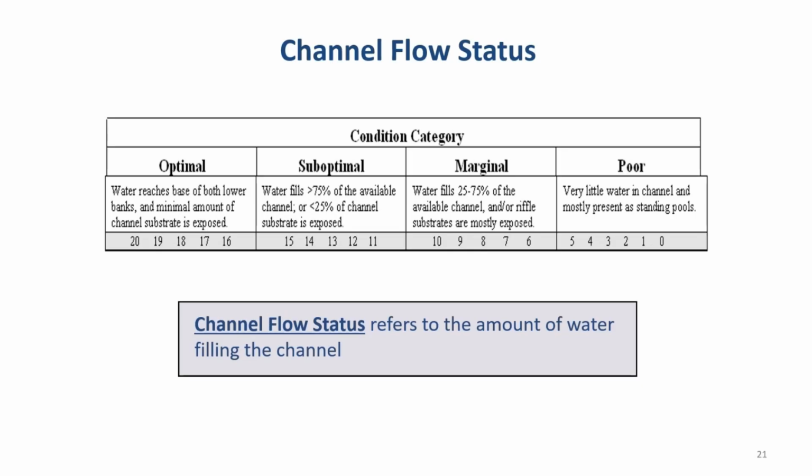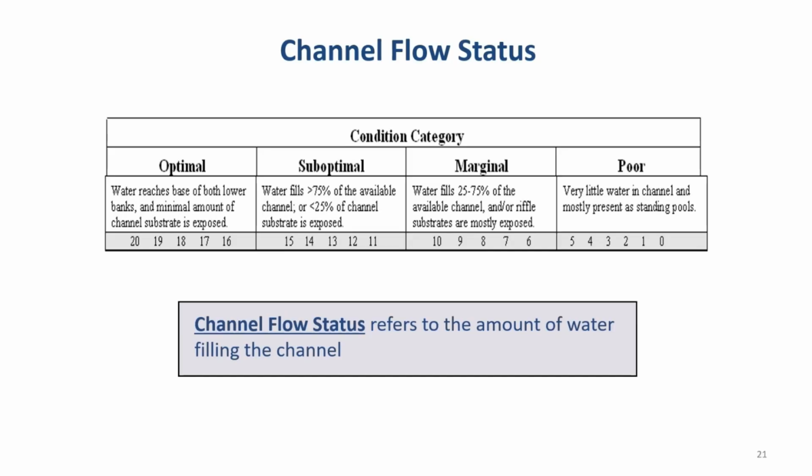If the water fills 75%, then you're in the suboptimal category. If the water only fills 25 to 75%, you're in marginal. If there's very little water in the channel, mostly as standing pools, you'd be in the poor situation.